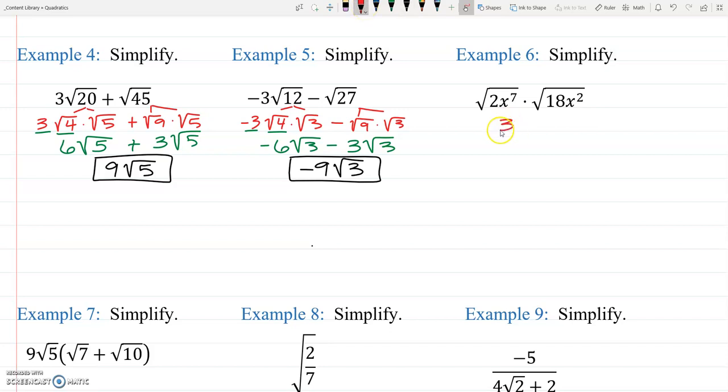2 times 18 is 36. X to the 7th times x squared, I'm afraid for you guys. I visualize 7 x's all multiplying each other times 2 x's multiplying, so that's a total of 9 x's. So I now have x to the 9th power, and this is all being square rooted.